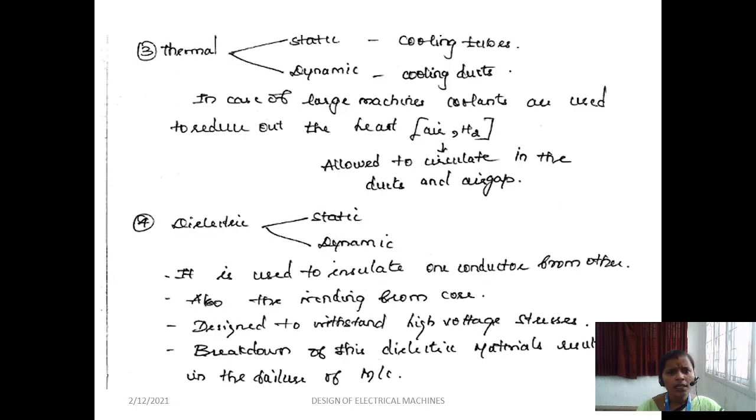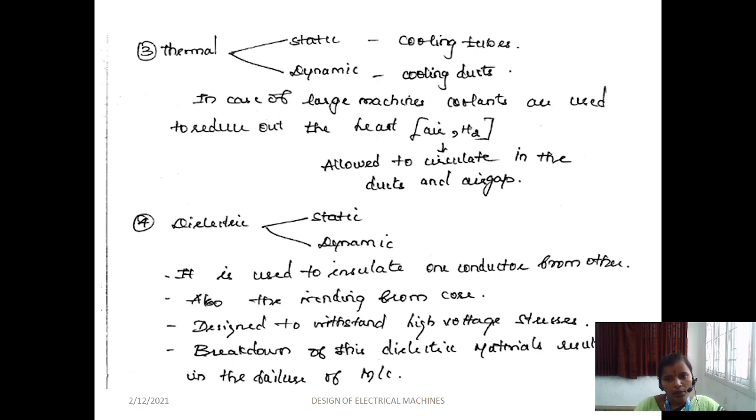And next, once you take up the thermal classifications of design, again it is categorized into static and dynamic. In the case of static, the part under thermal for the transformer is cooling tubes, and for the motor and generator you can give the name cooling ducts. And in the construction of large machines, we can use cooling agents, and normally it can be air or else hydrogen.